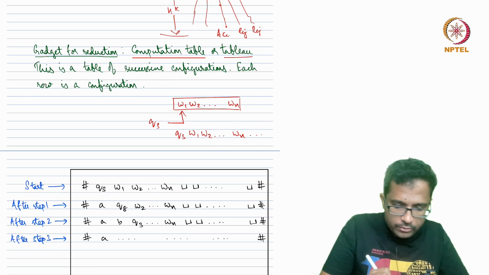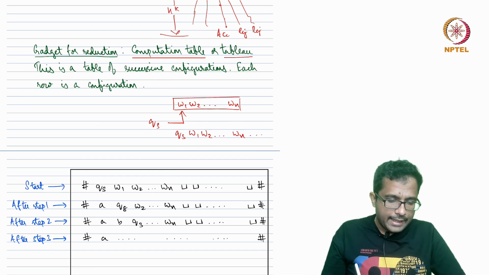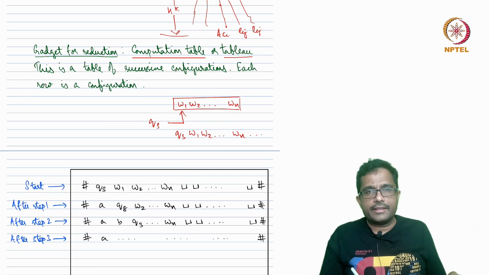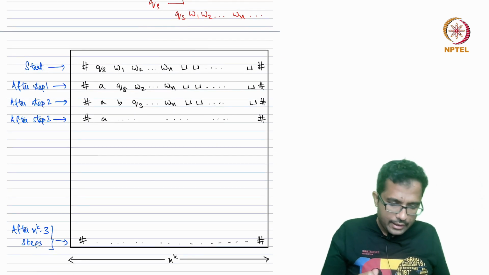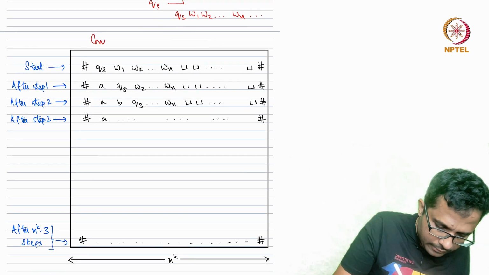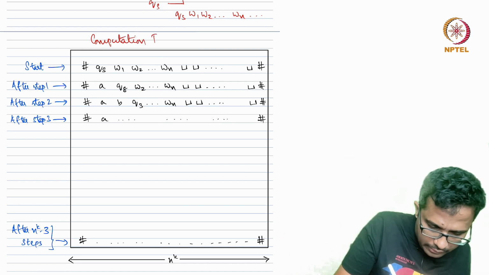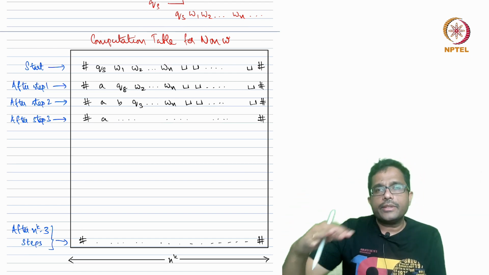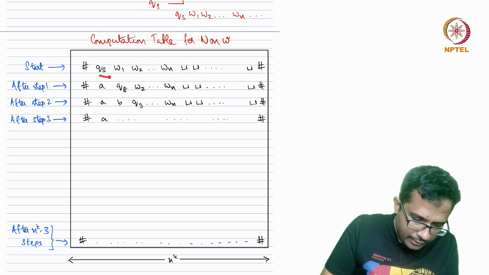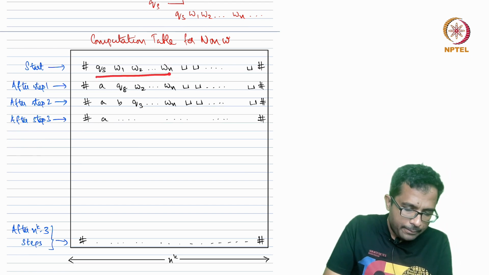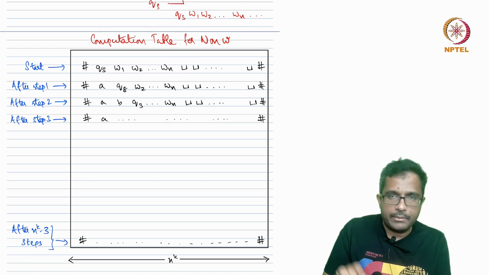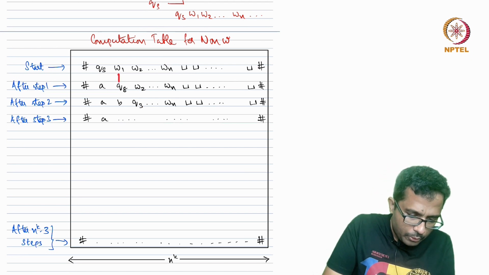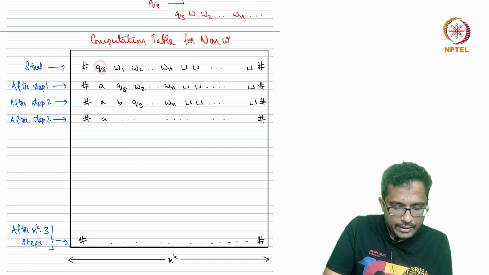Sometimes it's called a computation tableau, depending on which book you refer to. Basically, it is just a table listing successive configurations. So I have written down here the computation table for N on w. Each row is a configuration. To start with, this is the starting configuration, where the input tape contains only the input w1 to wn, n symbols, and the head is pointing to w1. That is why the start state is written here, followed by a bunch of blanks.